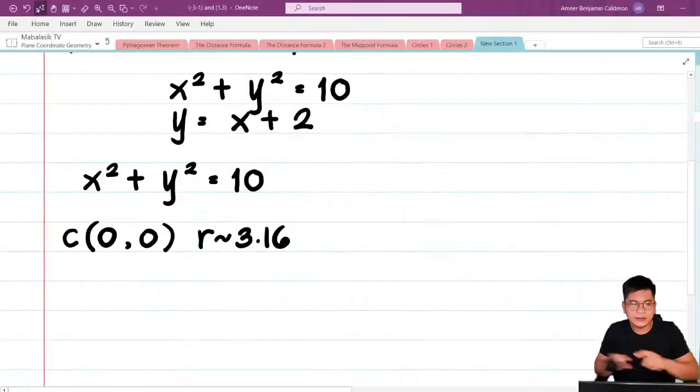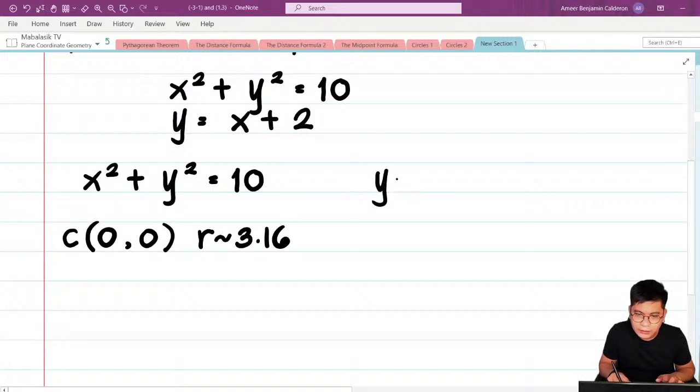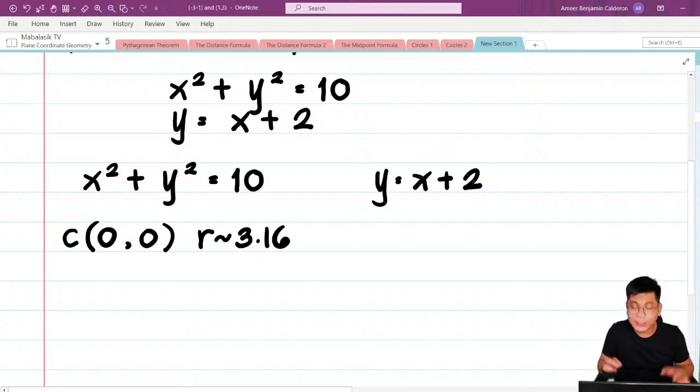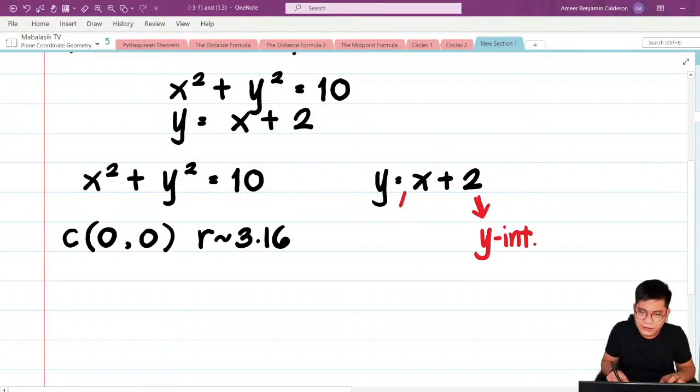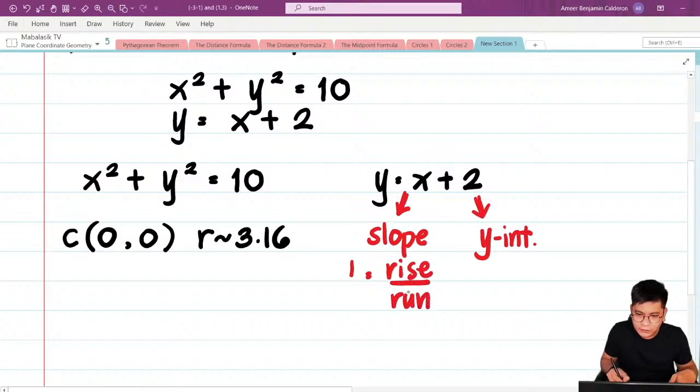Now, what is our line? The line is y is equal to x plus 2. We have no problem here because this is in slope-intercept form already. This is our y-intercept, meaning our line will touch the y-axis at 0, 2. And the slope is right there. The numerical coefficient of x, that is 1. The slope is 1. The slope is rise over run. So we basically have 1 rise and 1 run. The slope is positive, so the line rises from left to right.